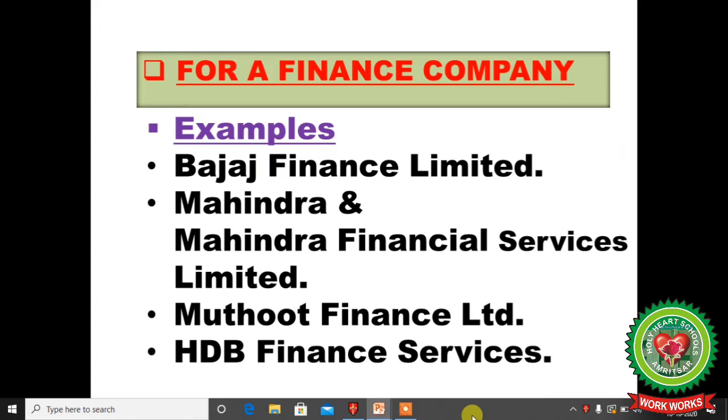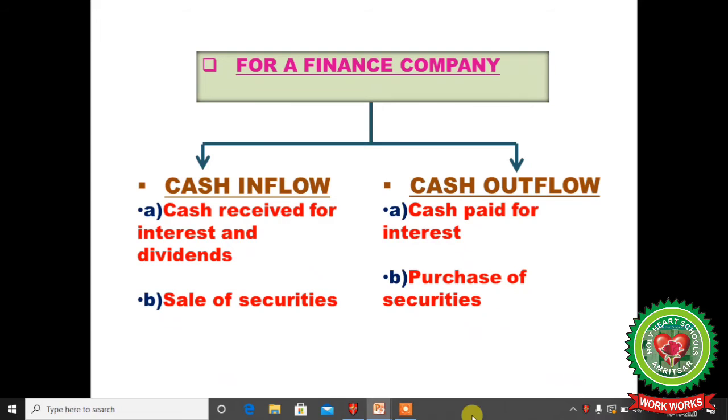Now for a finance company, examples: Bajaj Finance Limited, Mahindra and Mahindra Financial Services Limited, Muthoot Finance Limited, HDB Financial Services. For a finance company, cash inflow is like the cash received for interest and dividend and sale of securities. It all comes under the finance company. And cash outflows like cash paid for interest, purchase of securities.